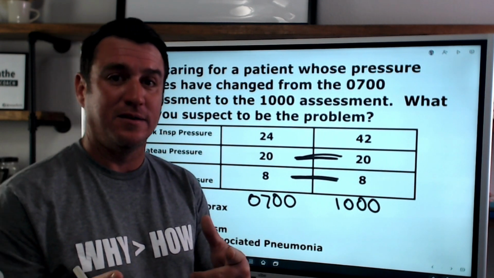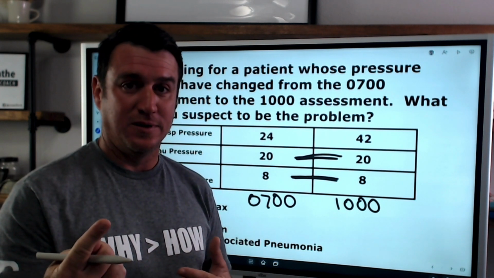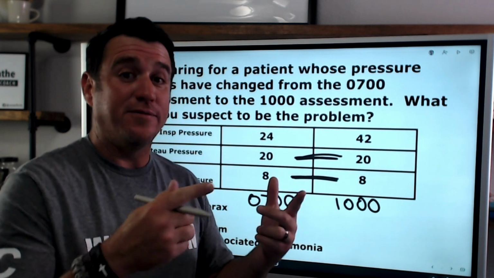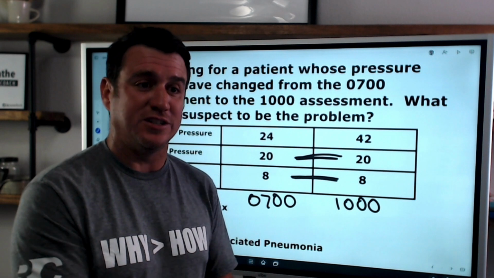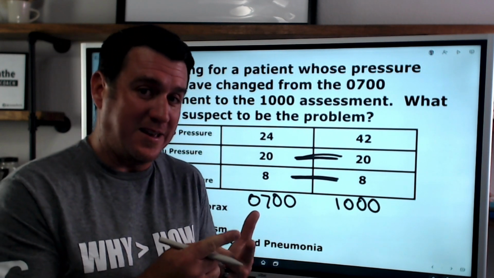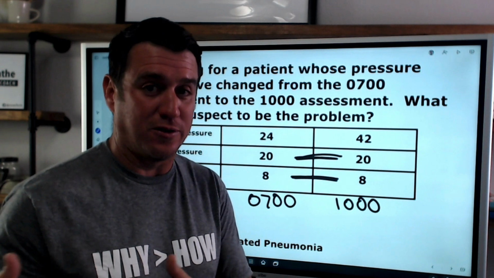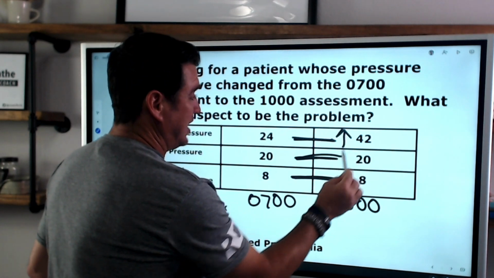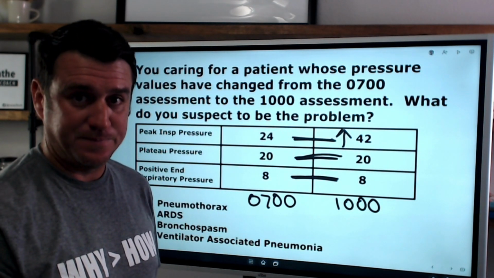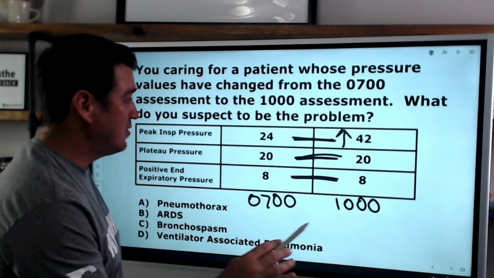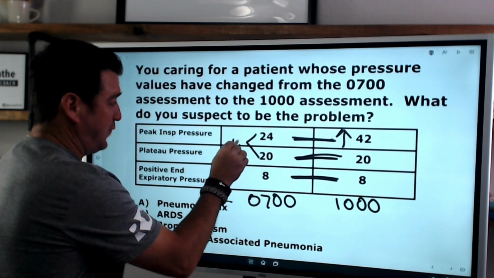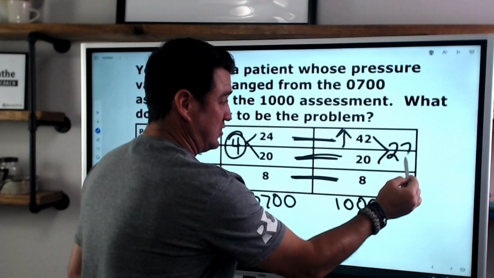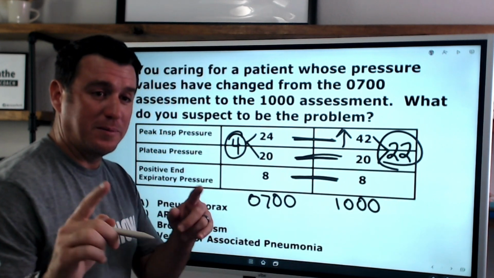Now that right there is a big clue, because that tells you, remember, plateau is an indicator of alveolar compliance. If your plateau pressure doesn't change, then you haven't had a change in alveolar compliance. Key point. But look at our PIP. Our PIP has gone up significantly. Now, when you look at this, you go, okay, well, the difference here is 4, and now 3 hours later, the difference is 22. Let me show you what this looks like.